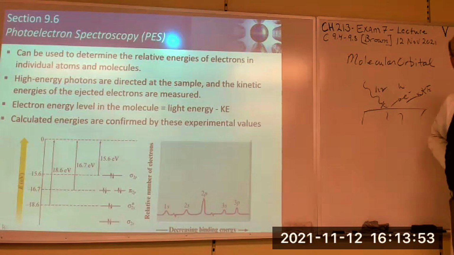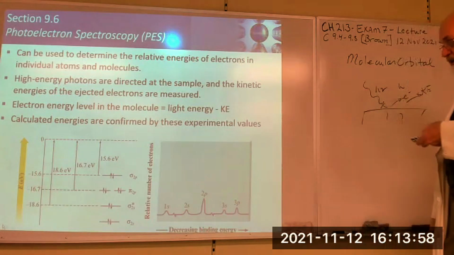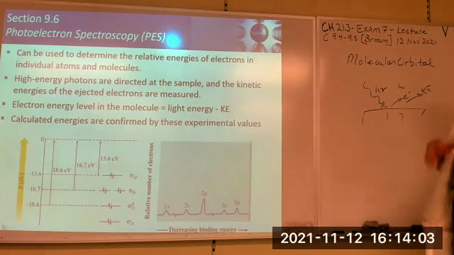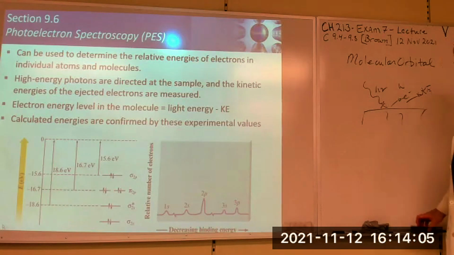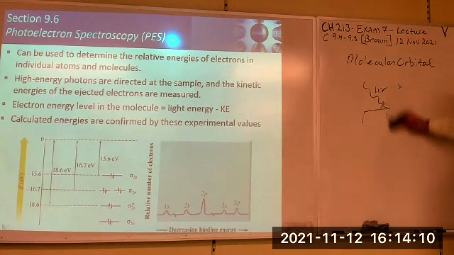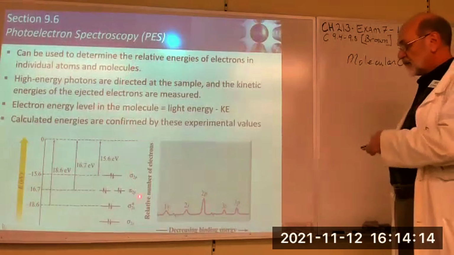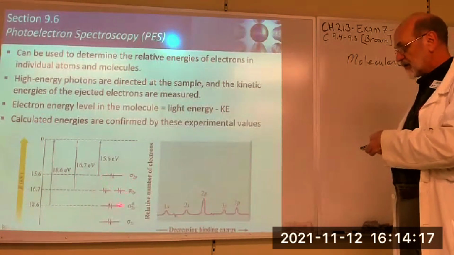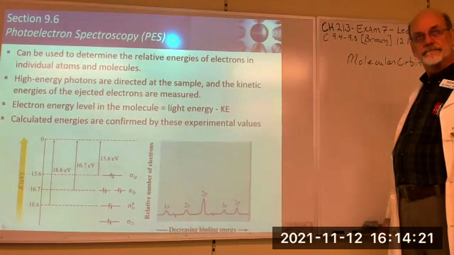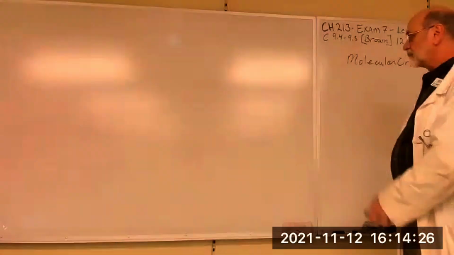Right? The mathematical gyrations that you go through predict energy levels. It's, in fact, too complex to do by hand. You need a computer to do it for you. But the only reason this slide is here is just to say that this method confirms the molecular orbital theory energy levels for the molecules that are being described. Okay, that's it.